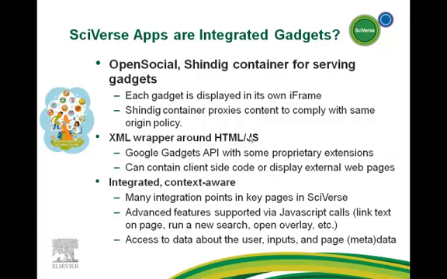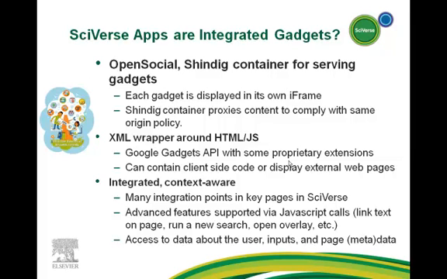We will now discuss what SciVerse applications are and how they are integrated into the SciVerse product suite. The SciVerse application framework is an extension of the Apache Shindig container, which is an implementation of the OpenSocial specification. The Google Gadgets API is a part of this specification. Gadgets are defined in XML and are really just wrappers around HTML and JavaScript. Gadgets can contain client-side code or simply display the contents of an existing URL.